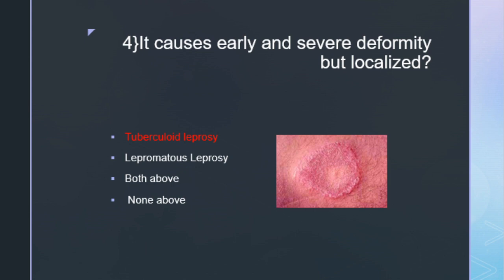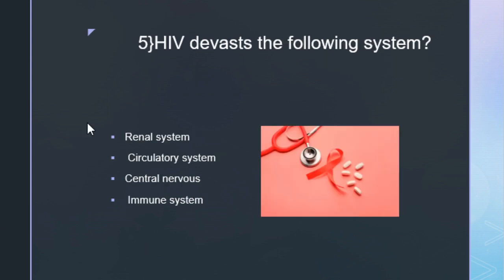Okay, so the next is, HIV devastates the following system. First is renal system, circulatory system, central nervous system and immune system. In this question, devastate means something which is destructing or overpowering something. In its name itself it is given that it is the human immunodeficiency virus, so of course it will attack or devastate the immune system of the person. So the correct answer is the last one, immune system.